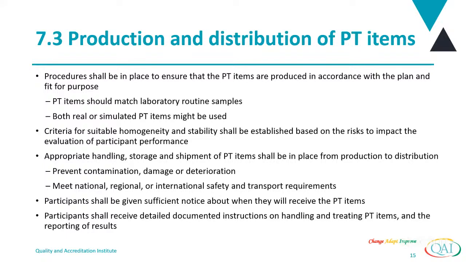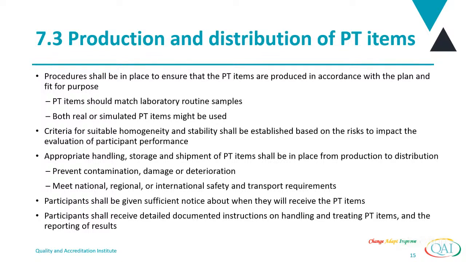Further, moving on to clause 7.3, that is production and distribution of PT items. The procedures shall be in place to ensure that the PT items are produced in accordance with the plan and fit for the purpose. The PT item should match the laboratory routine samples. Both real and simulated PT items might be used. Then the criteria for suitable homogeneity and stability shall be established based on the risk to impact the evaluation of participant performance.